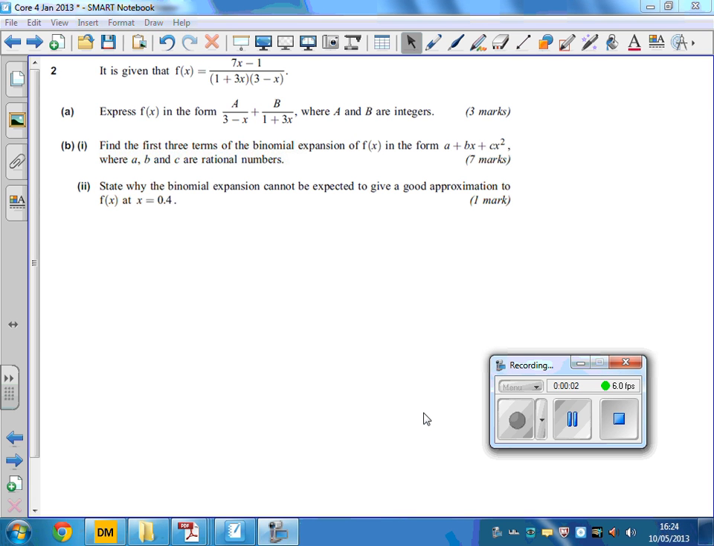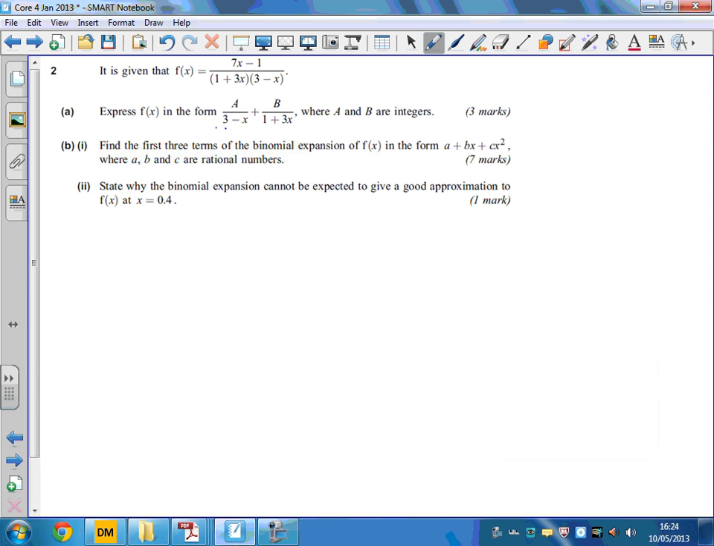January 2013 Core 4 question 2 is our standard partial fractions one, and then going on to a binomial. So virtually everyone's successful at this bit here. The first line, we're going to write 7x minus 1, the top of this fraction, is equal to A times 1 plus 3x, and then B times the other one, the 3 minus x here.